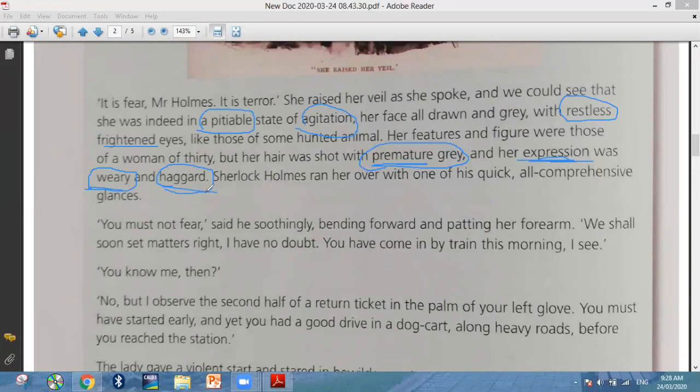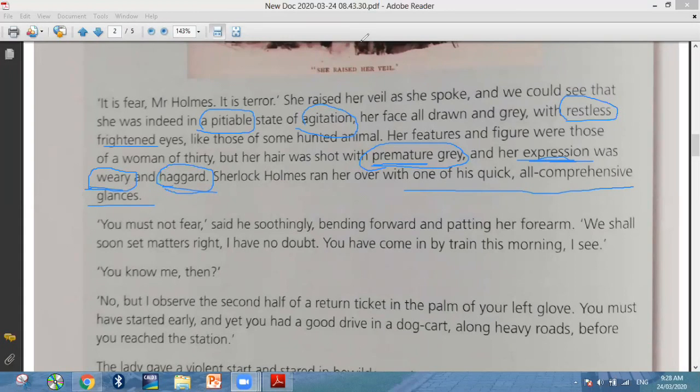Sherlock Holmes ran her over with one of his quick, all-comprehensive glances. So when you look at someone from up to down, your look covers all the body. So why did he run her over with one of his quick, all-comprehensive glances? Why does the detective have to do this? Ahmed Ramadan?